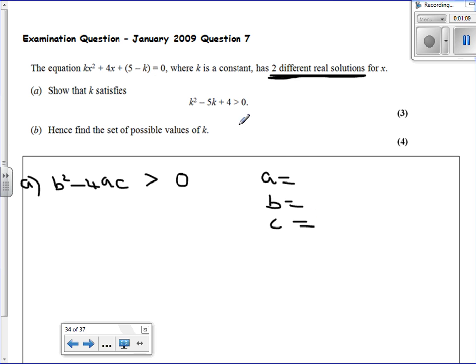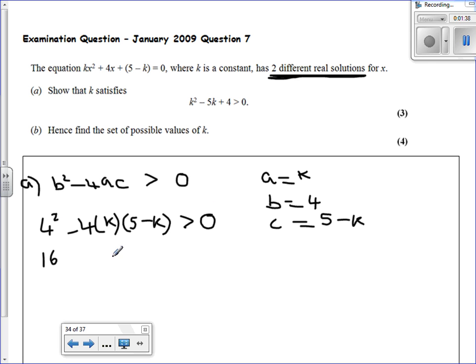So a is the coefficient of x squared, which is k. b is the coefficient of x, which is 4. And c is our constant, which is 5 minus k. So let's substitute those into our discriminant. We've got 4 squared minus 4 multiplied by k multiplied by 5 minus k. That's greater than 0. We've got 16 minus 4k multiplied by 5 minus k is greater than 0.